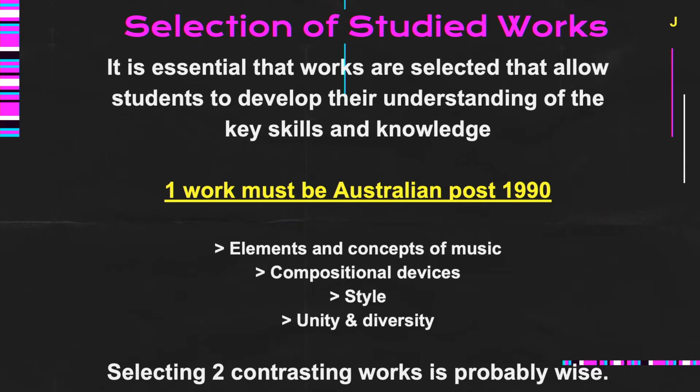Really important though that when you are selecting your 2 study works, it's essential that the works that are selected allow students to develop their understanding of the key skills and knowledge. So it's no good just having one work that's Philip Glass, lots of repetition, and then something else that has lots of repetition. You need to get diverse across the 2 of them. Having contrasting works is probably a good idea. But in saying that, each of the works should be able to stand up on its own as well. Make sure that one of those works is Australian post-1990. And as I said, there's lots to talk about with the different elements and the concepts of music, compositional devices, style, unity, diversity.